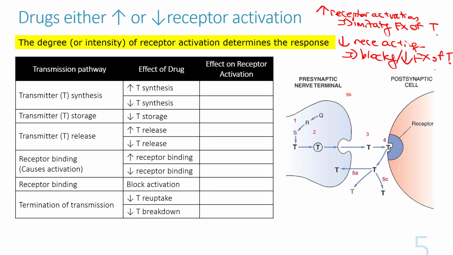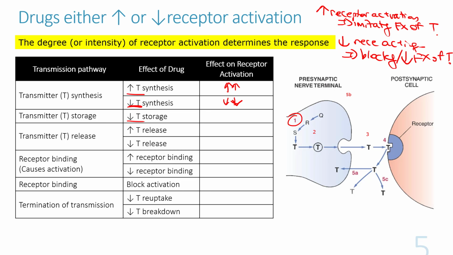All right, so let's see. What happens when you alter the first step in the pathway? If you increase the transmitter synthesis, that means there's more transmitter being made, and so you increase the receptor activation. If you decrease the amount of transmitter being made, that means there's less transmitter that can go through the process, and so you decrease the receptor activation.